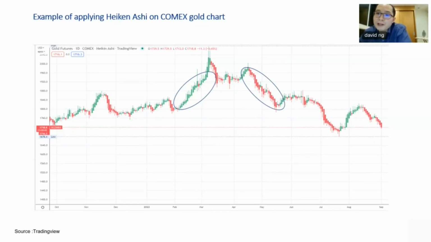So one way of looking at it is, as long as the green candles are forming, that generally tells you the market is trending upwards. Vice versa, if red candles appear and are getting longer and longer, that generally tells you the market is heading into a downtrend. So Heikin-Ashi is a very good tool for you to look at a particular trend in the market at a particular point in time.